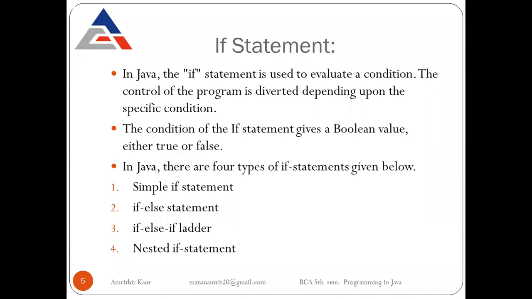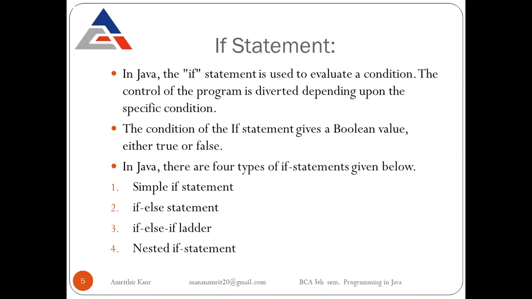The first one is the if statement. An if statement is used to evaluate a condition, it is used to check a condition. The control of the program is diverted depending upon the specific condition. So control will be diverted. Control will go to a particular block depending upon a specific condition. The condition of an if statement gives a Boolean value, true or false. If our value is true, then control will execute that particular block, otherwise not.